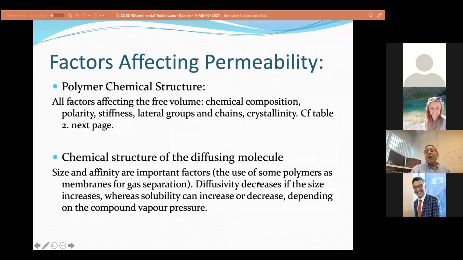So now, what are the factors affecting permeability? As I've mentioned, polymer chemical structure, of course, is important. So polarity, stiffness, lateral groups, or the size of lateral groups. We will see a table in the next slide. And also, of course, the chemical nature or structure of the diffusing molecule.